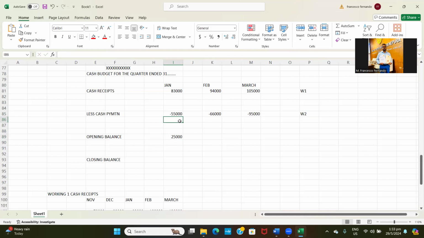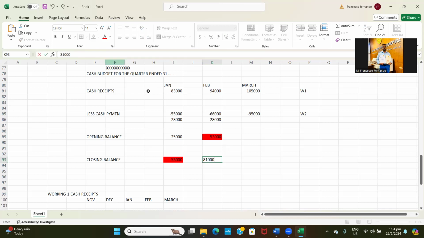Now here we can take the net value, 83,000 minus 55,000, it is 28,000. 28,000 plus 25,000, it is 53,000. Here 94,000 minus 66,000, it is again 28,000. So now this closing balance in January becomes the opening balance in February, 53,000. So here 28,000 plus 53,000, it will be 81,000.